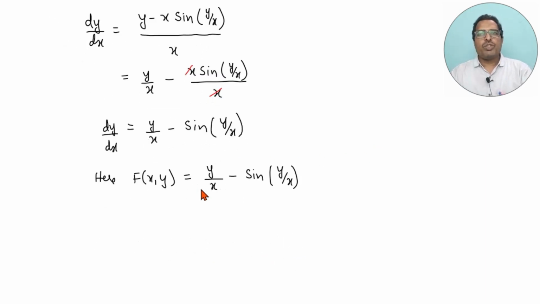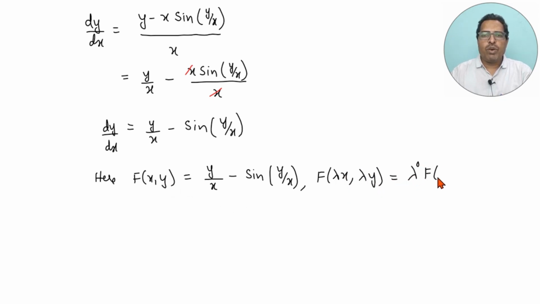Now to show this function to be a homogeneous function, what we have to do is replace the value of x by lambda x and replace the value of y by lambda y, and show that it is equal to lambda power of 0 into f of x comma y. Then we can say that this given function f of x comma y is a homogeneous function of degree 0. So let us try to show this one.